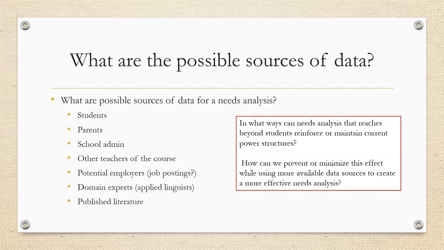So another question I want you to explore in your forums is, how can we prevent or minimize this effect while using more available data sources to create a more effective needs analysis? So how can we take into account all of these needs and all of these stakeholders while still also making sure we're making the best decisions possible for our students?